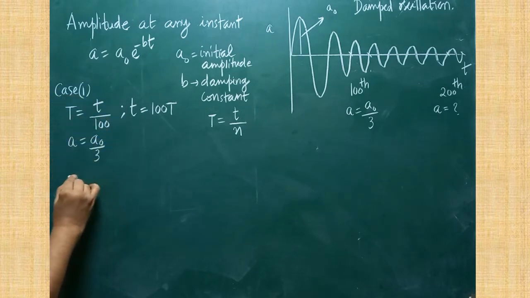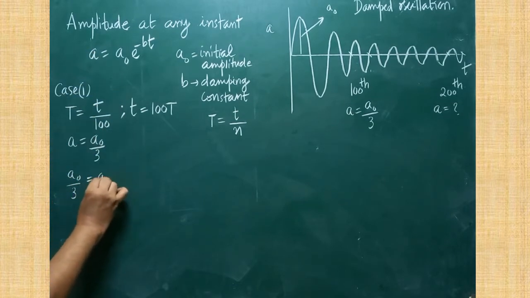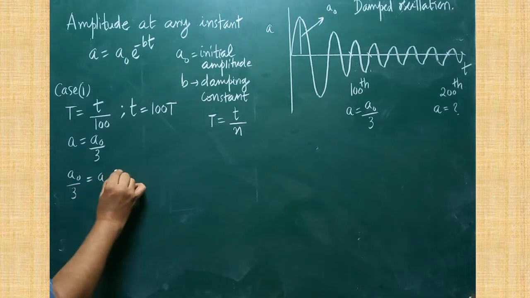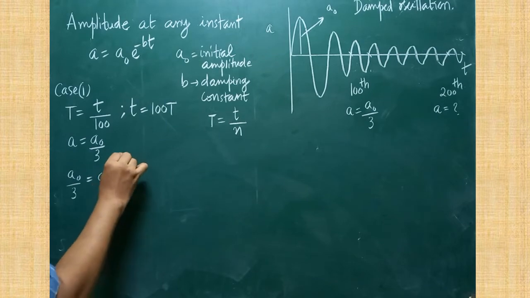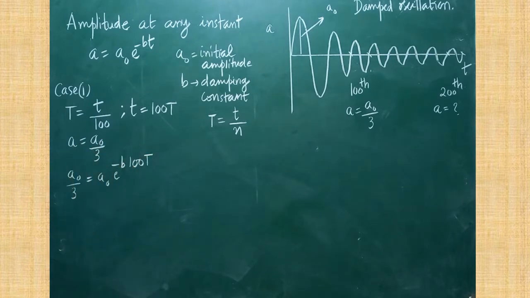How to write this? Look here. Case 1 to be written. Instead of A, substitute A0 by 3 is equal to A0 e power of minus b, and instead of t substitute 100 capital T. So this is the equation written when it completes the 100th oscillation.